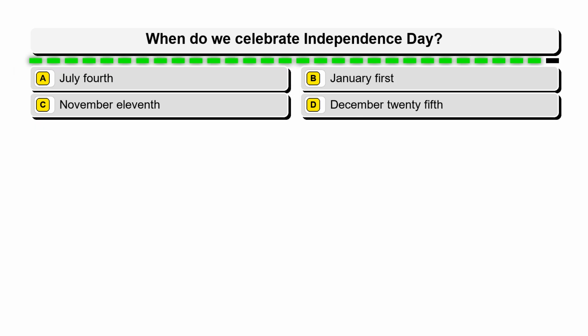Question 132. When do we celebrate Independence Day? Option A, July 4th. Option B, January 1st. Option C, November 11th. Option D, December 25th.